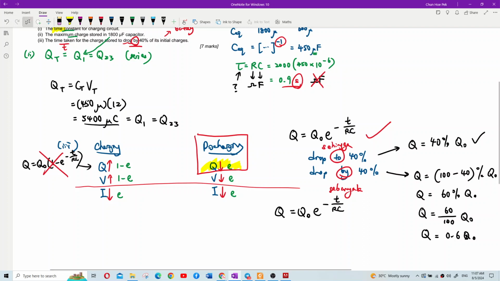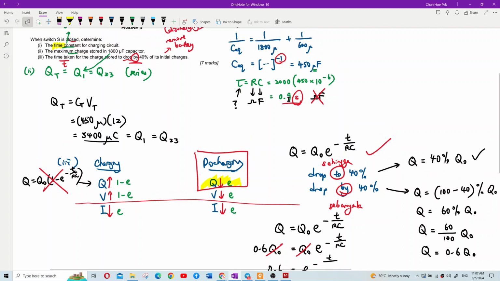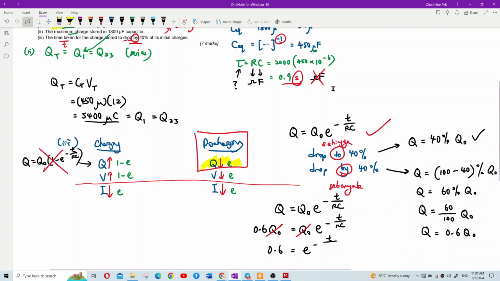So this one 0.6 Q naught equal to Q naught exponent negative T over RC. So masukkan Q naught. So 0.6 equal to exponent negative T. Where is the T? Time taken. Just now you got the RC already, 0.9 second, 0.9 ohm farad.